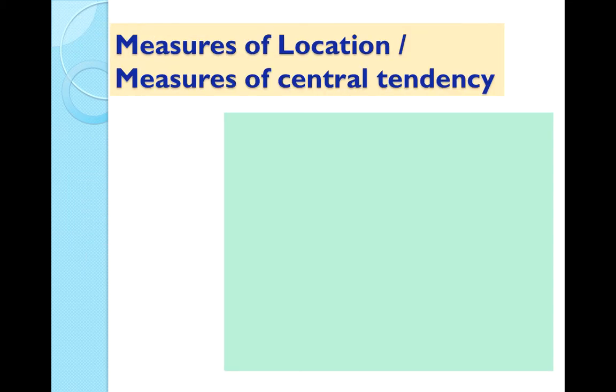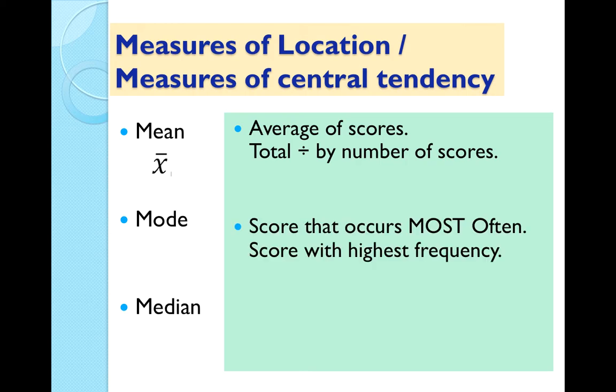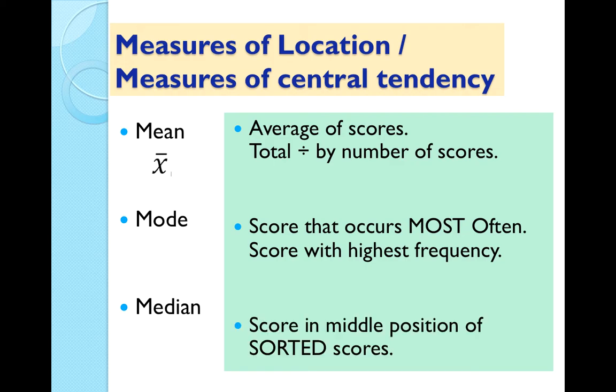Measures of location or measures of central tendency refer to the mean and the mode and the median. The mean is just the average of scores. Add all the scores divided by how many scores you have. The mode is the score that occurs most often or the score with the highest frequency. And the median is the score in the middle position of the sorted scores.